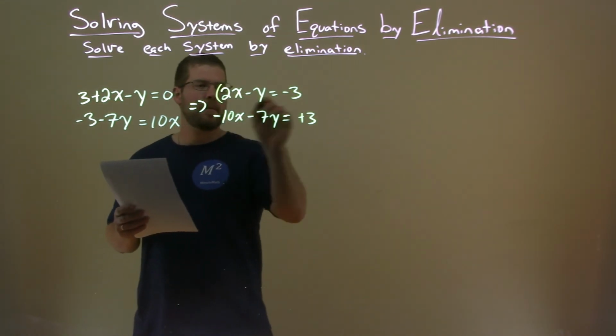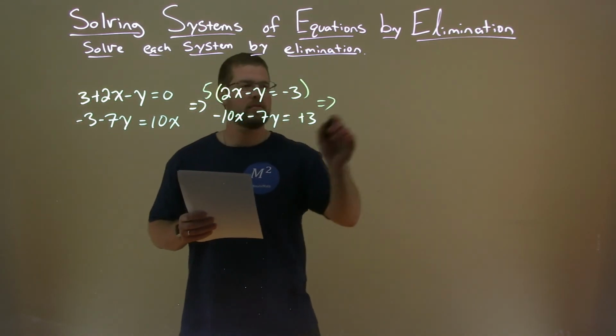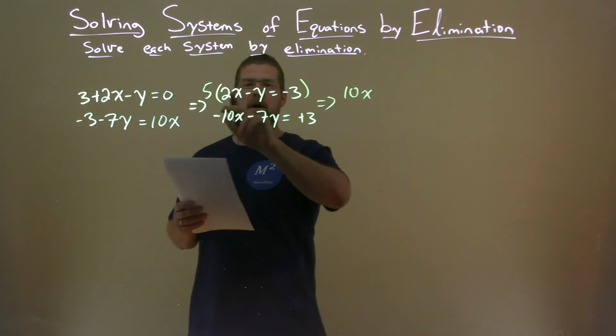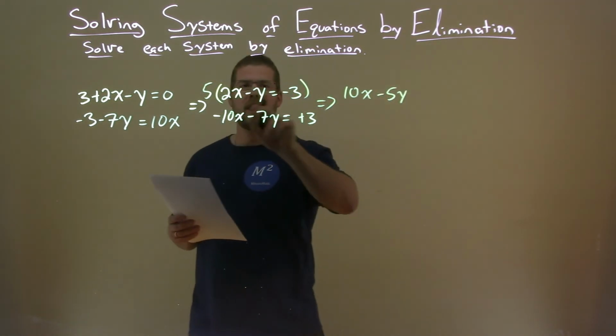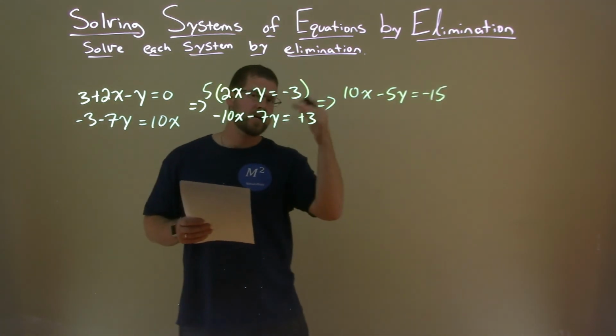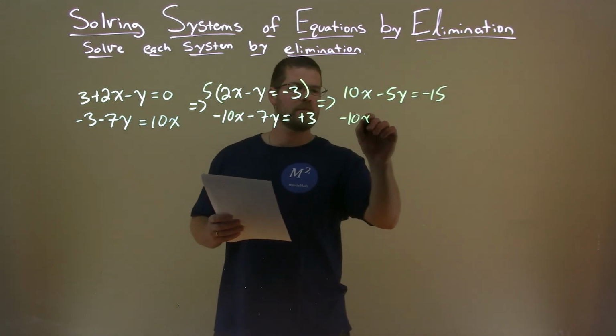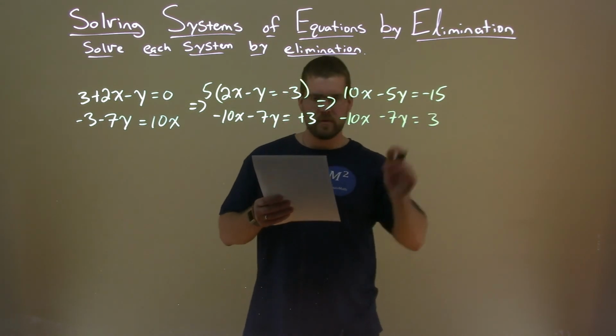So I'm going to take the top equation and multiply it all by 5. 5 times 2x is 10x. 5 times a minus y is a minus 5y. 5 times a negative 3 is a negative 15. Second equation just goes on over, minus 10x minus 7y equals a positive 3 right there.